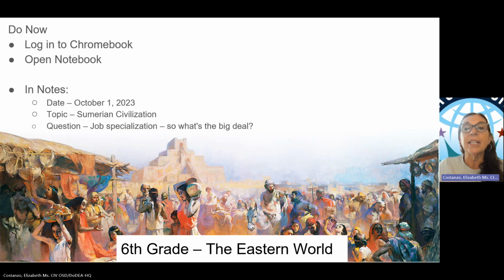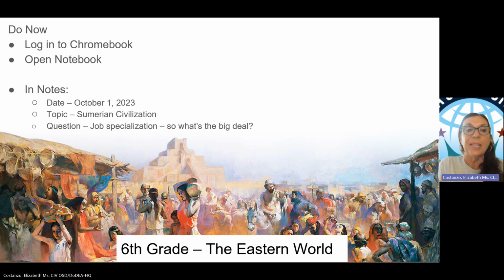As the students walk into the classroom, they're going to see the do now. It's either going to be written on the board or it is going to be projected on the screen. I like this particular projection. I took the picture out of the Eastern World textbook, so the kids would have seen that yesterday when we first were introduced to the unit.